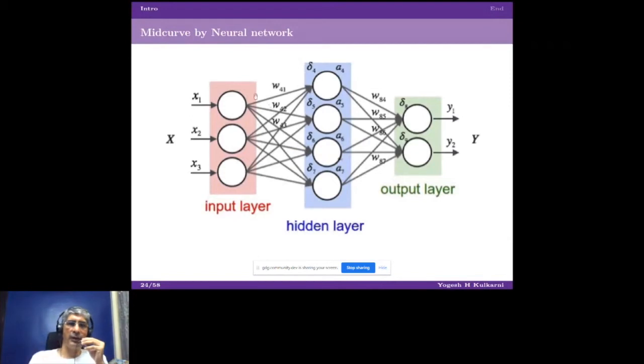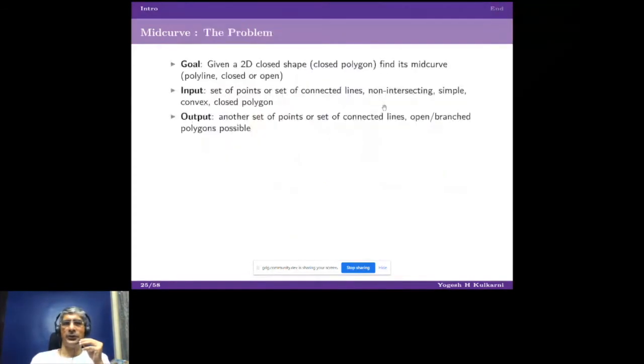And then there would be a model. Once I have a model, what would be the input? All the lines or the points of the original shape. And what would be the output? Lines or the points of the output shape, isn't it? So this is how I want to build a neural network. So the goal is, given a 2D closed shape, just pay attention to this slide, a closed polygon, find its mid-curve, the middle red one that I had shown. So this is the problem.